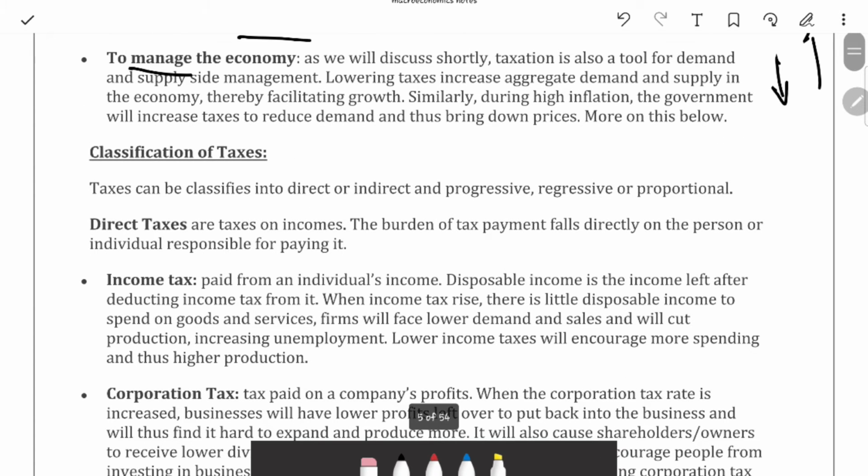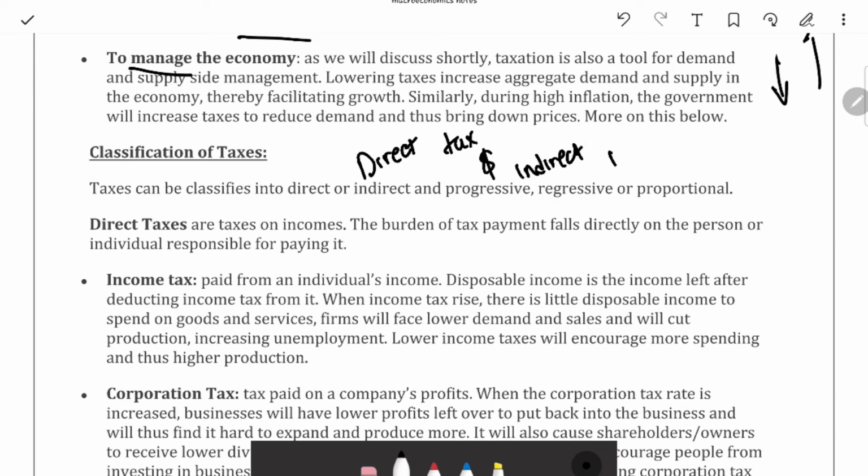Let's have a look at the classification of taxes. There are two types of taxes. We have the direct tax and we have the indirect tax. Let's start with the direct tax. Direct tax is simply tax on income. As simple as that, tax on income. People will of course earn income, and from that income, the government takes a percentage. That's what we call direct taxes.